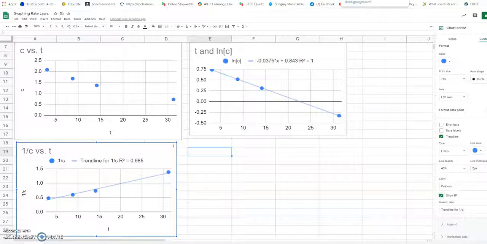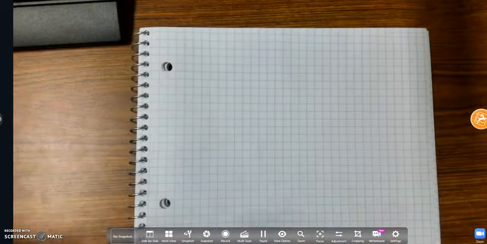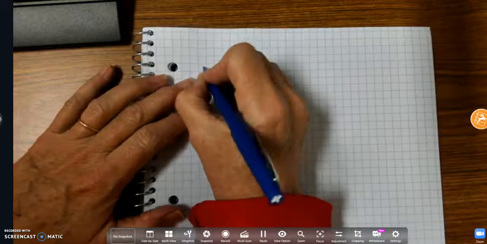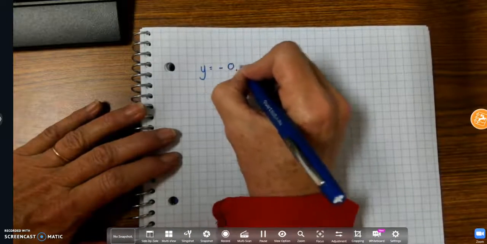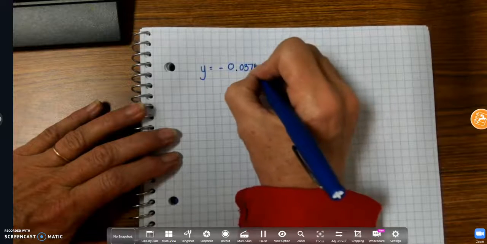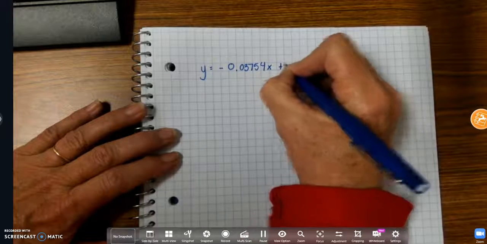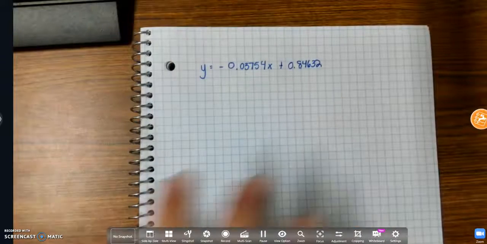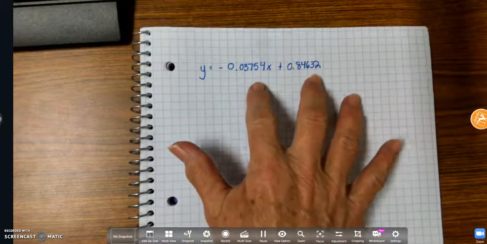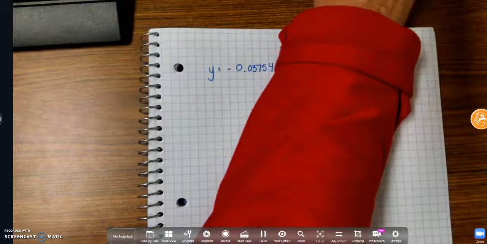So what I'm going to do is I'm going to write these out. So the first, in the conclusion questions, this is my equation. What that means is, I'm going to pull up my hover cam. What that means is, that equation says that y is equal to negative 0.03754 times x plus 0.84632. Now, the numbers might be slightly off because I'm using the calculator to actually get this equation of the line, but that's what this says.